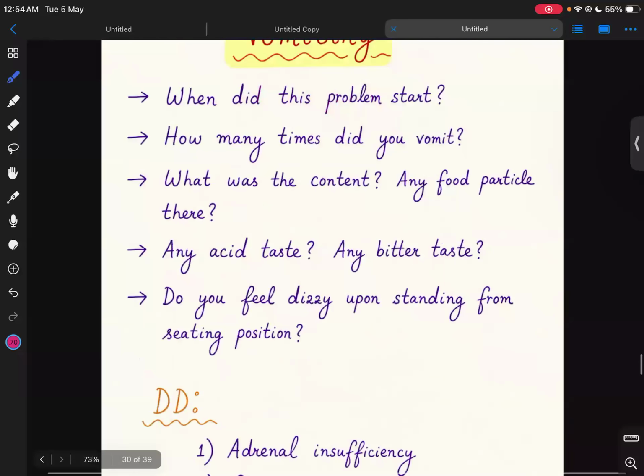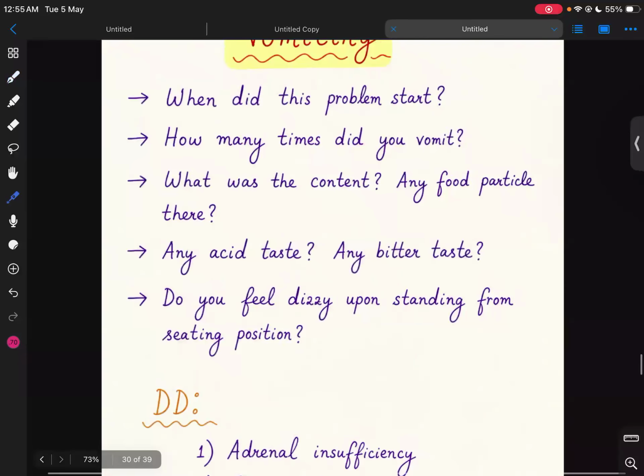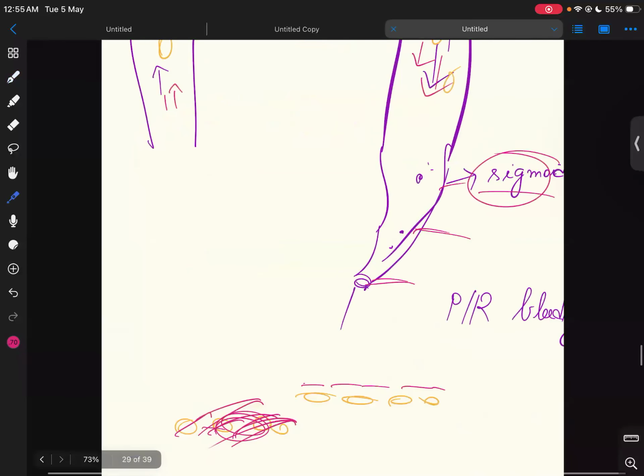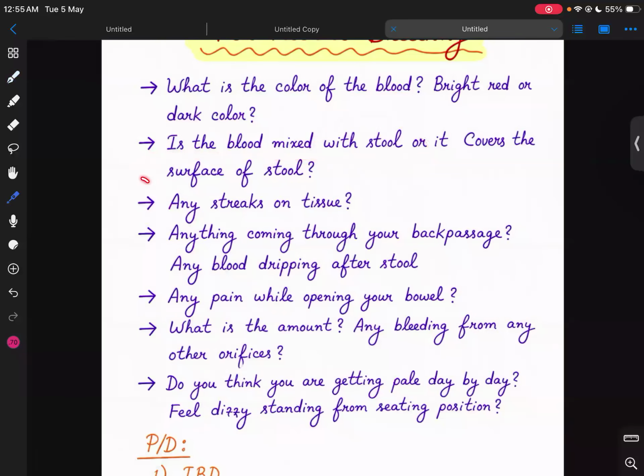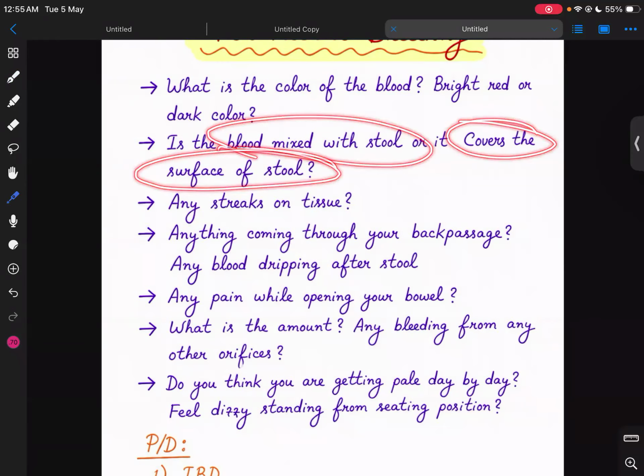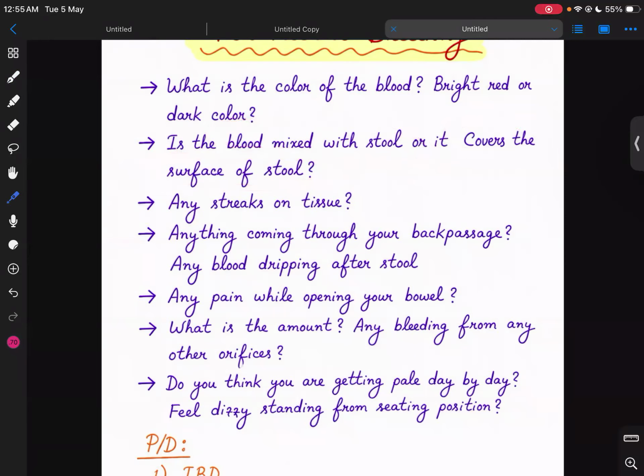So from the history, we have to ask this question: is the blood mixed with stool or does it cover the surface of the stool? May I know if it is clear to all why blood is mixed with the stool or why it covers the stool? Whenever there is any local bleeding, like an anal fissure or hemorrhoid, the patient will find streaks on the tissue whenever he wipes his back passage. So we have to ask this to rule out the local pathology.